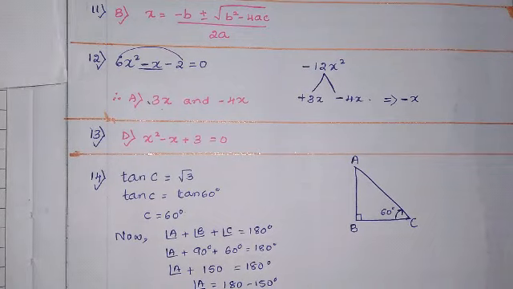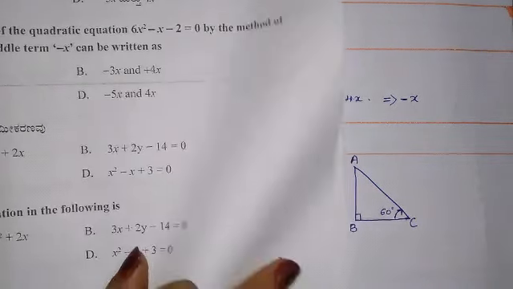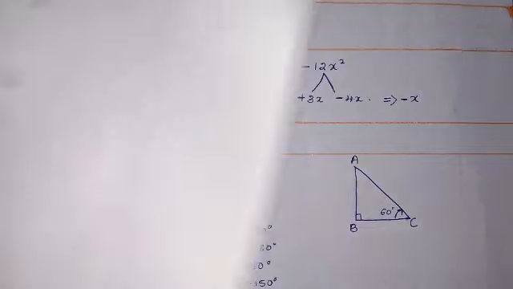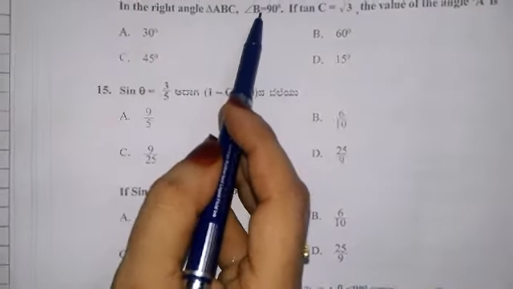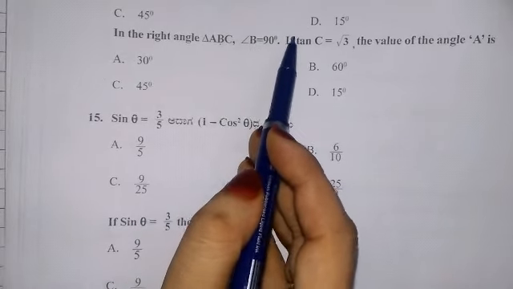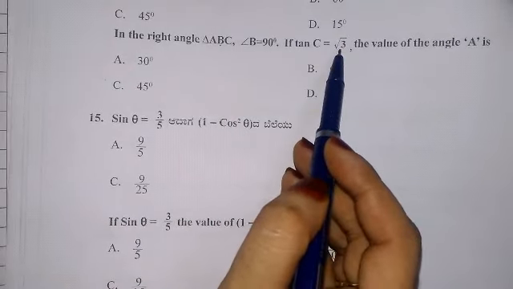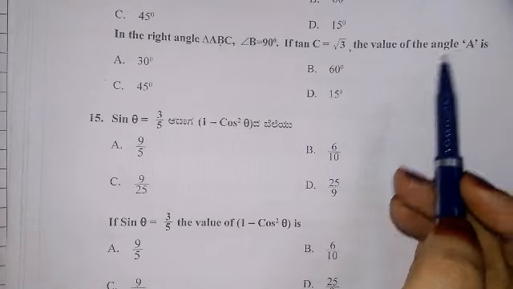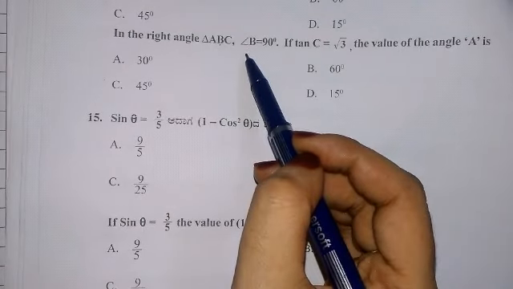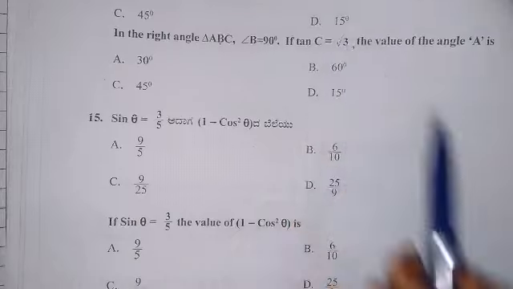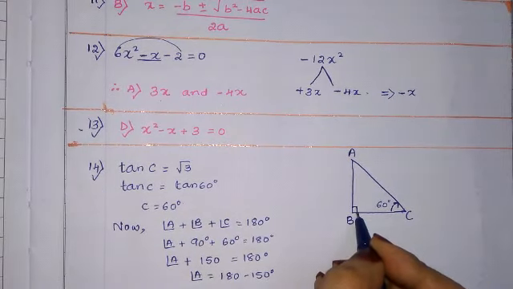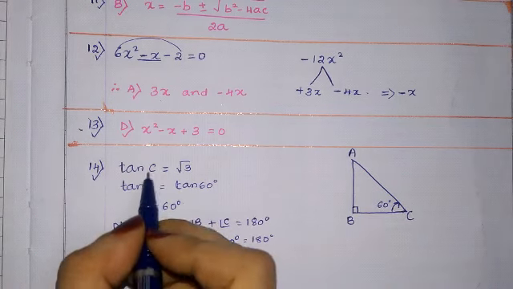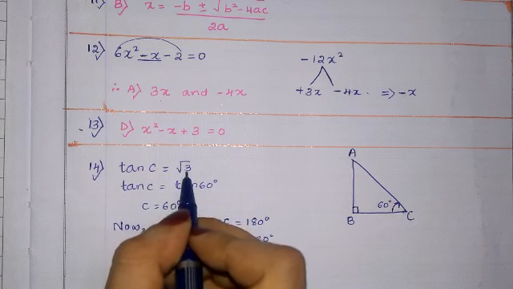Okay. Now next question is question number 14. In right angle triangle ABC, angle B is 90 degree. If tan C is equals to root 3, the value of angle A is what? Angle B is 90 degree they have told. Tan C is equals to root 3 they have given. I have drawn here ABC is a right angle triangle. So what they have given is tan C equals root 3.